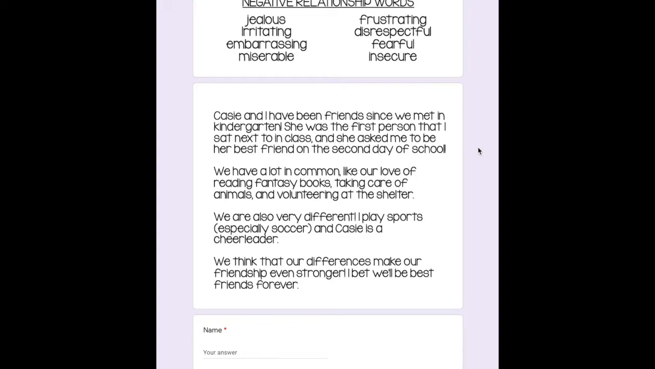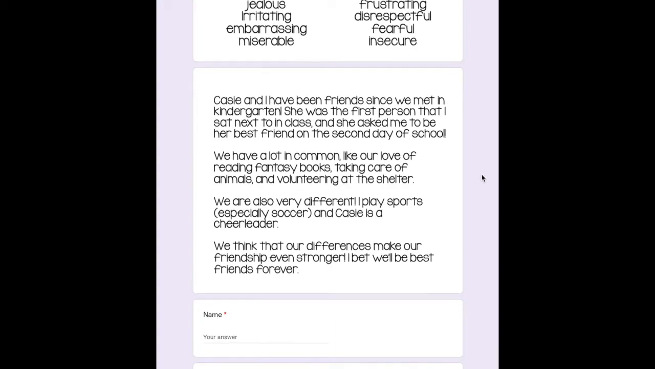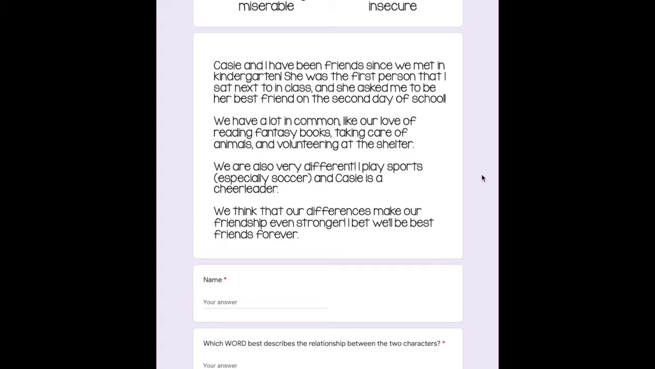Cassie and I have been friends since we met in kindergarten. She was the first person that I sat next to in the class, and she asked me to be her best friend on the second day of school. We have a lot in common, like our love of reading fantasy books, taking care of animals, and volunteering at the shelter. We're also very different. I play sports, especially soccer, and Cassie is a cheerleader. We think that our differences make our friendship even stronger. I bet we'll be the best friends forever.